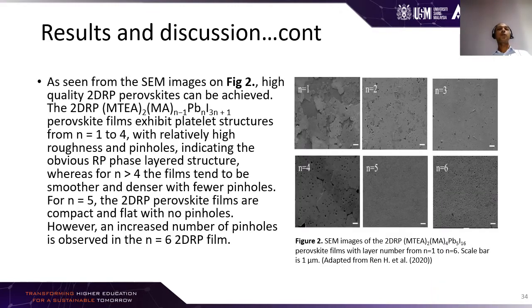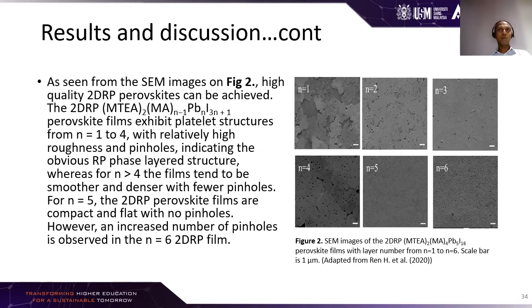Now moving on to additional results. As seen from the SEM images here in figure 2, you could see that high quality 2DRP perovskites can be achieved. The 2DRP MTEA2 MA(n-1) Pb(n) I(3n+1) perovskite films exhibit platelet structures. These are platelet structures here, you could see from n equals 1 to 4 with relatively high roughness.